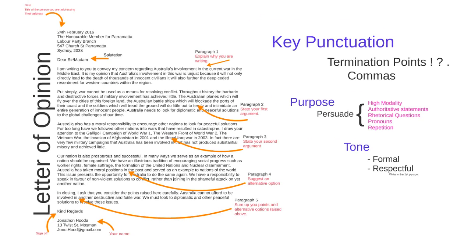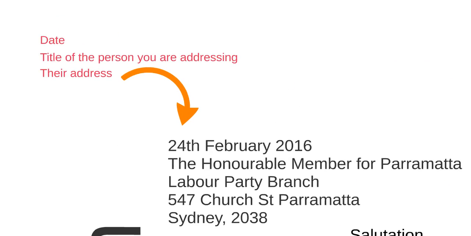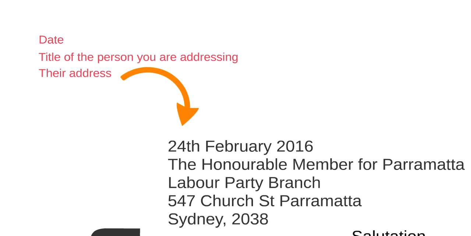Let's look at the actual features. In the top left-hand corner, you should include the date that you're writing. This encourages the person to respond to you in a timely fashion. Next, we include the title of the person we're addressing. So in this case, the Honourable Member of Parramatta, but it could be the principal of such and such a school. It could be the CEO of such and such corporation.